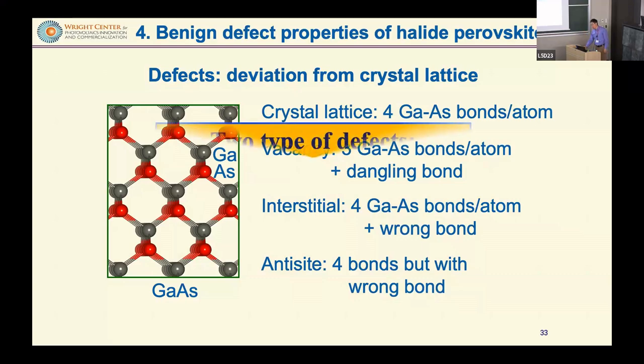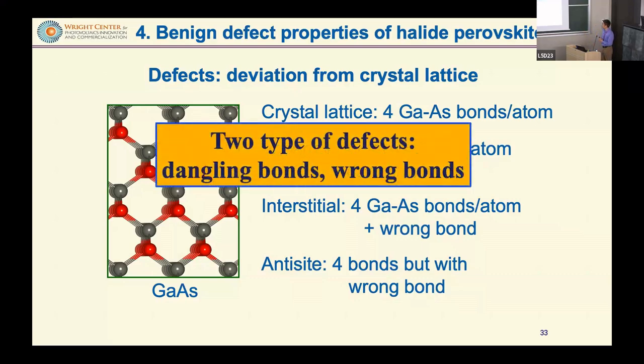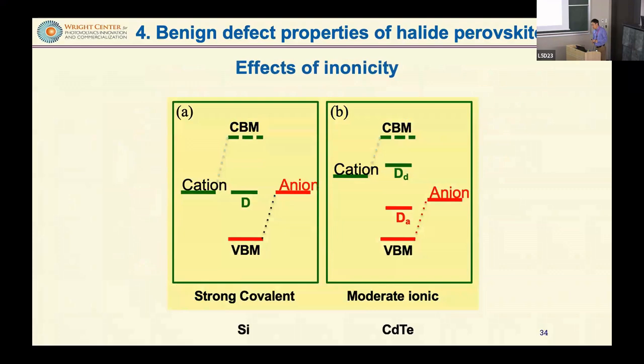So for the defects, we can categorize them as two types: one with dangling bonds, the other with wrong bonds. By doing so, we can understand the properties of the defects better. When you form those two types of defects, they generate defect states in the band gap. So those are very related to the material you have.